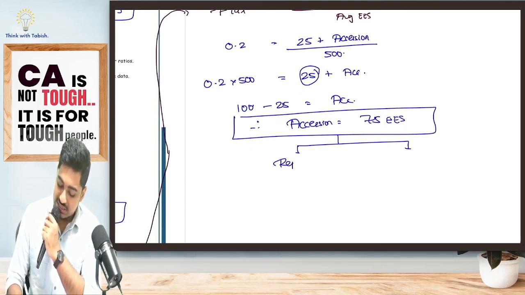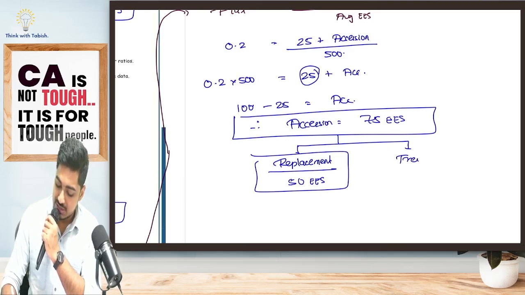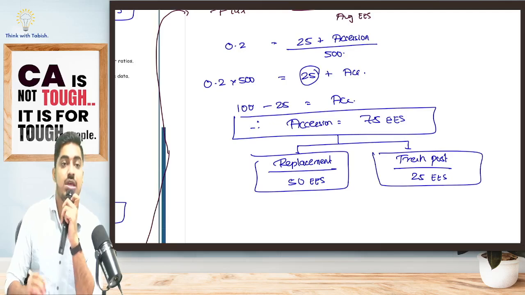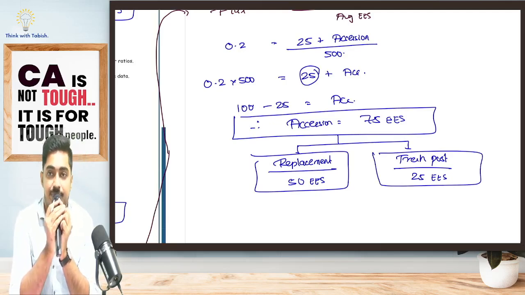In that, as a replacement, how many employees have come? 50 employees have come. That means for fresh posts, how many employees will be there? 25 employees will be there. Perfect.